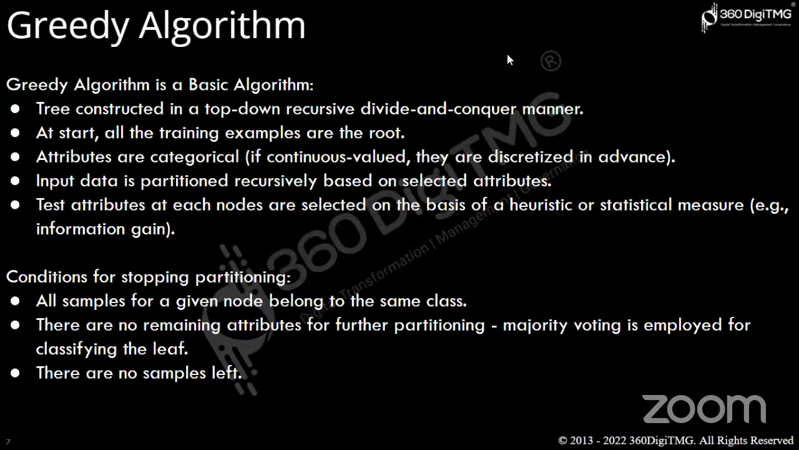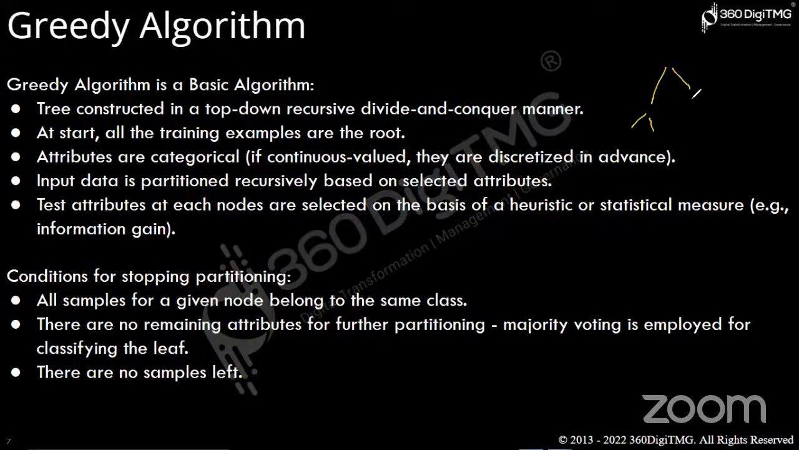Here we have something called a greedy algorithm. It is a basic algorithm that we are going to use in this process, where we look into a top-down approach and a divide and conquer method. That means the whole data will be divided in such a way that we get the different nodes here. It could be a stem node, and the final decision will be from the leaf. It starts with all the training examples at the root.